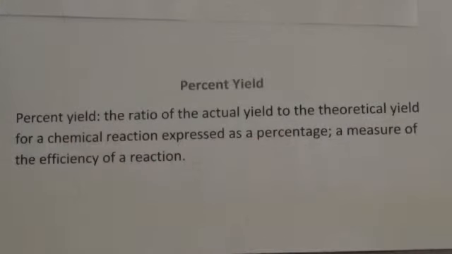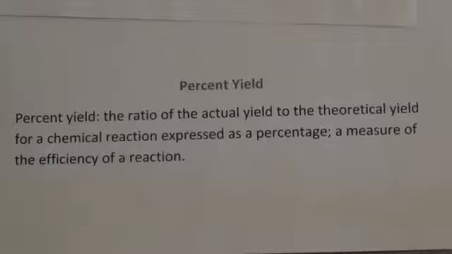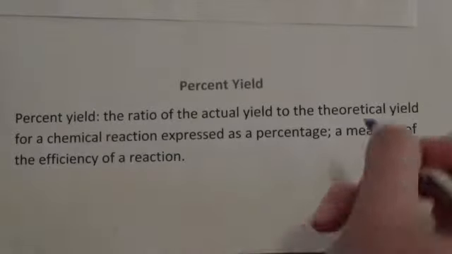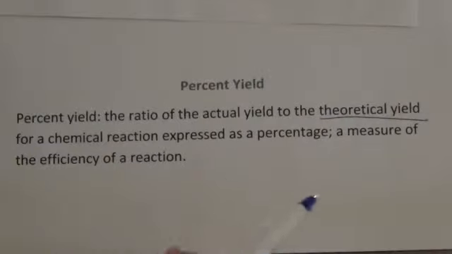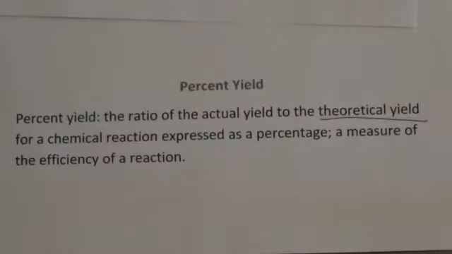The next thing I'm going to be talking about is the percent yield. And so percent yield is the ratio of the actual yield to the theoretical yield for a chemical reaction, expressed as a percentage, a measure of the efficiency of a reaction. As stated in the definition, the percent yield is the ratio of the actual yield to the theoretical yield.